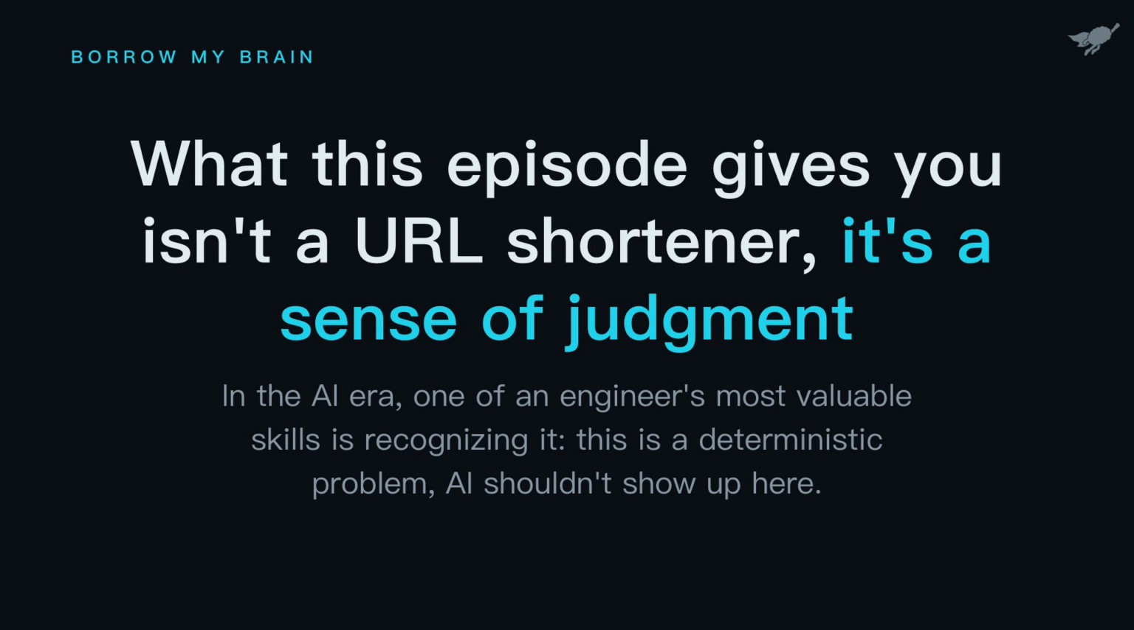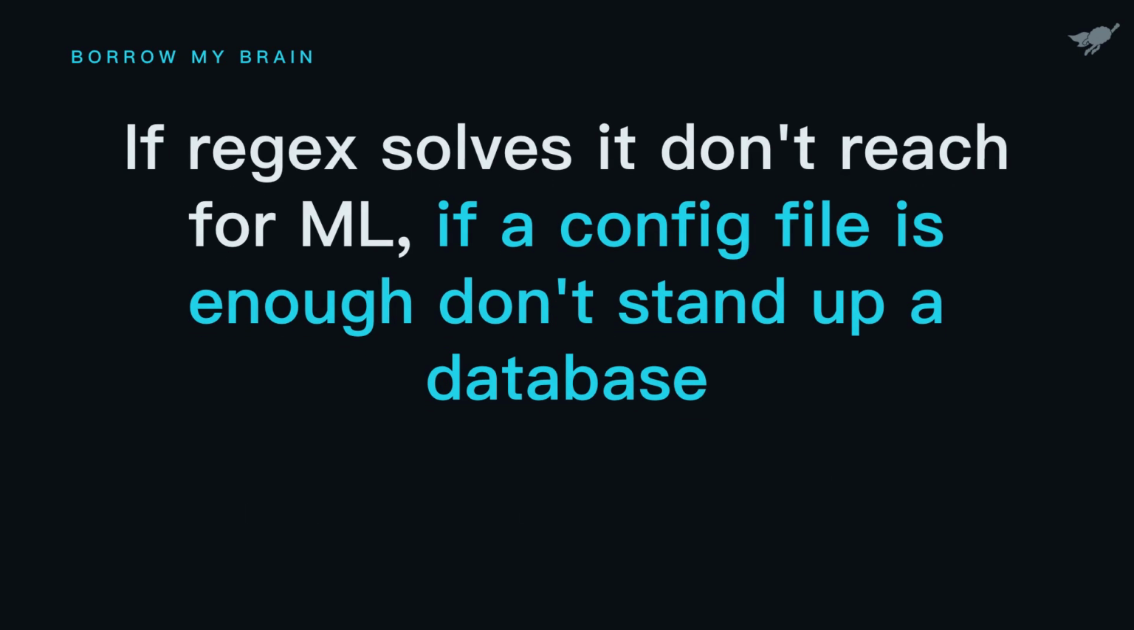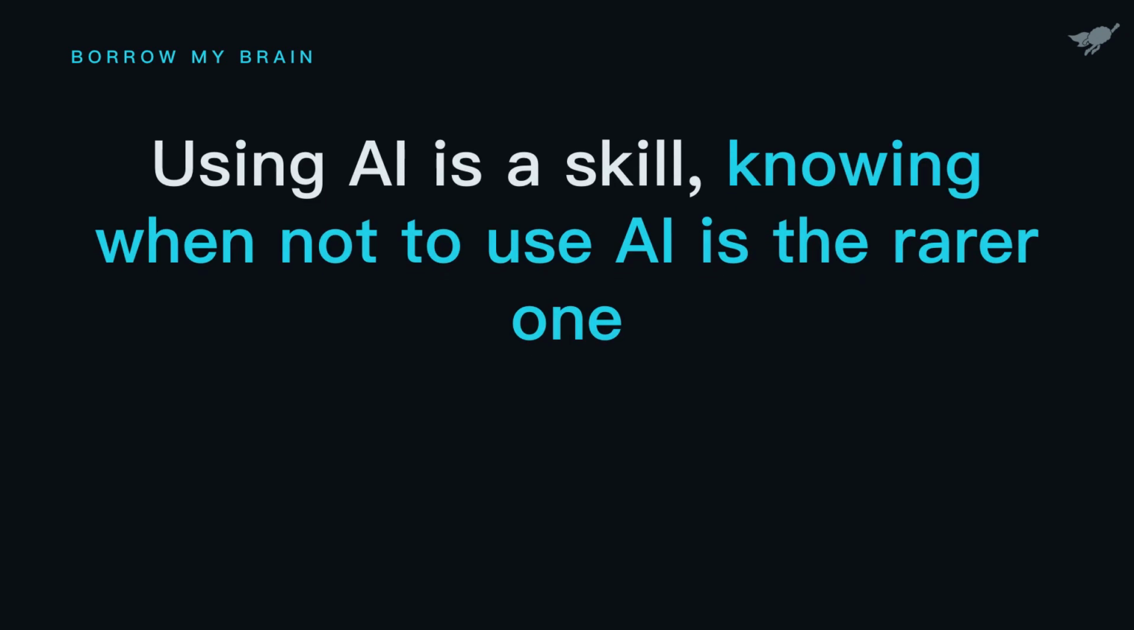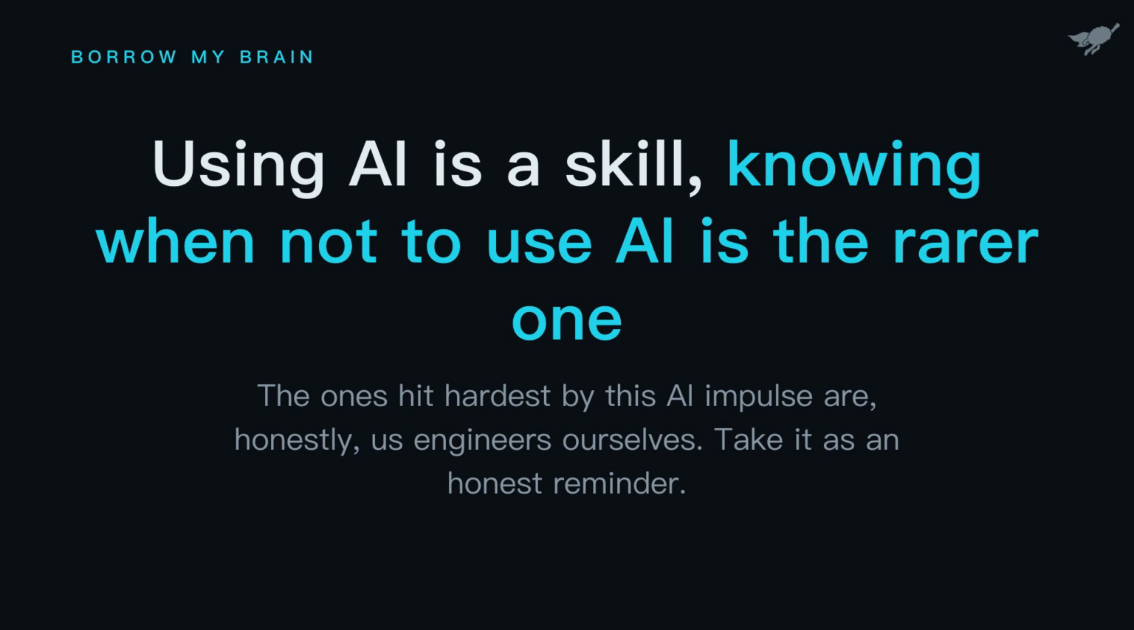This is a deterministic problem. AI shouldn't show up here. This keeps replaying throughout history. If a regular expression can solve it, don't reach for machine learning. If a config file is enough, don't stand up a whole database. Once you've got a new hammer, everything looks like a nail, and that's the most expensive mistake there is. The ones hit hardest by this wave of AI impulse are, honestly, us engineers ourselves. So I'm treating this episode as one honest reminder. Knowing how to use AI is a skill. Knowing when not to use AI is the rarer skill.